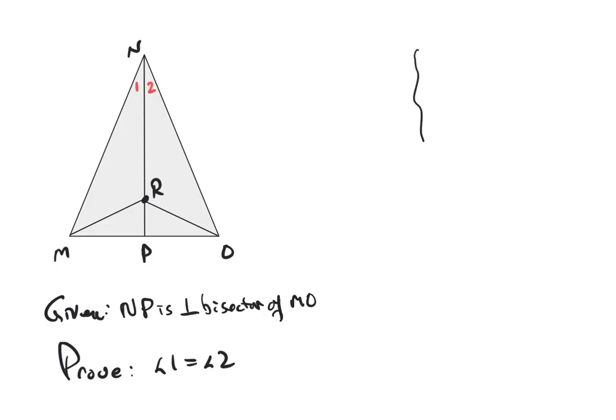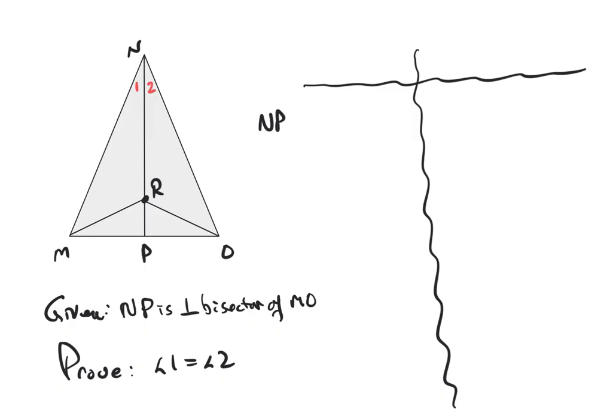So again, just to repeat, feel free to pause the video to get a decent picture, to get the given, and to get the prove down on your notebook. Okay, so once you're ready to go then, like always, we begin with given information. So NP is the perpendicular bisector of MO. So that's given to us.